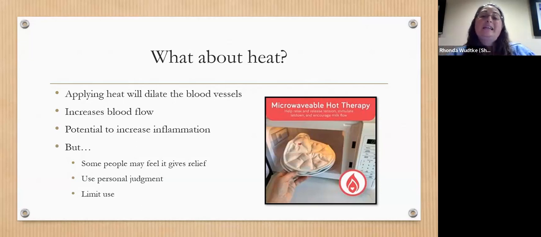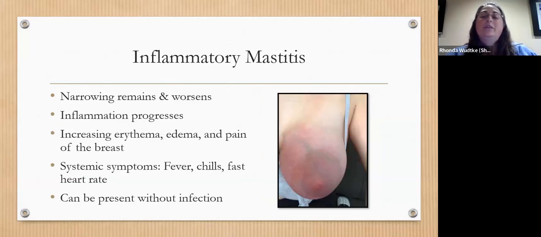And certainly not using a heating pad to the breast to help with engorgement, which is what one of my patients was told a couple weeks ago. She couldn't get it under control. We switched to ice and ibuprofen, and very quickly she was getting relief.